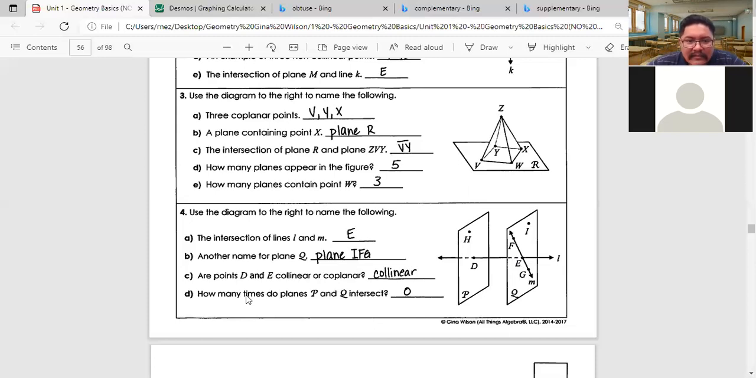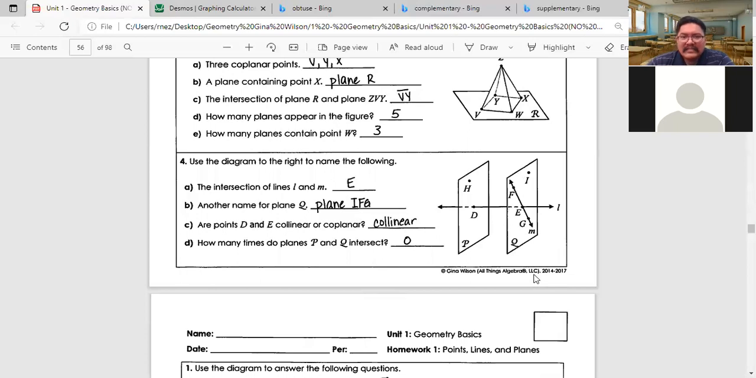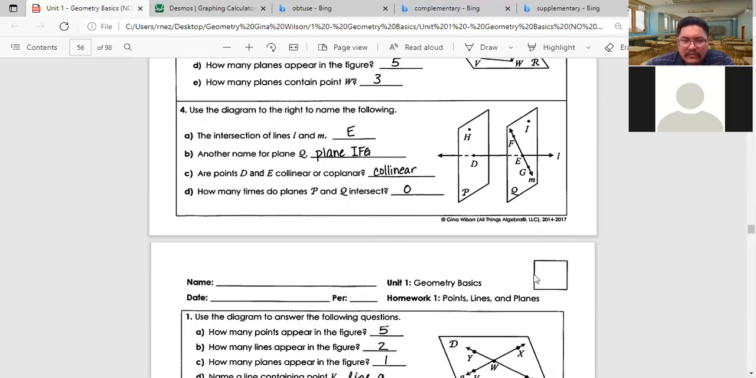How many times do planes P and Q intersect? And again, like I said, if these whiteboards were infinitely sized, since they're perfectly parallel, I don't think they would ever intersect. So we're going to say 0. And if you look at the angles on all the sides, it does look like they would be parallel. So that's it for that one, and that's actually it for the in-class work here.